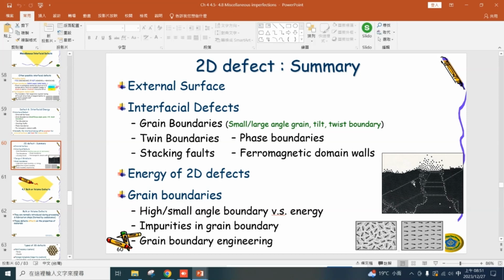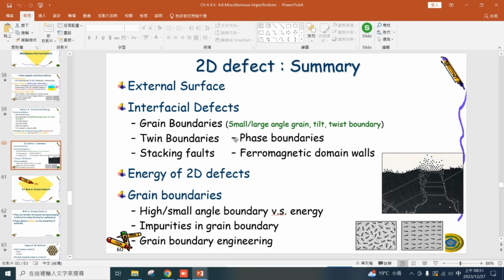And we have tilt boundaries and twist boundaries. A tilt boundary actually is an array of dislocations, right? Remember that? The twist boundary is an array of screw dislocations. Screw dislocation is a one-dimensional defect. Okay, and also for the defects we have twin boundaries.